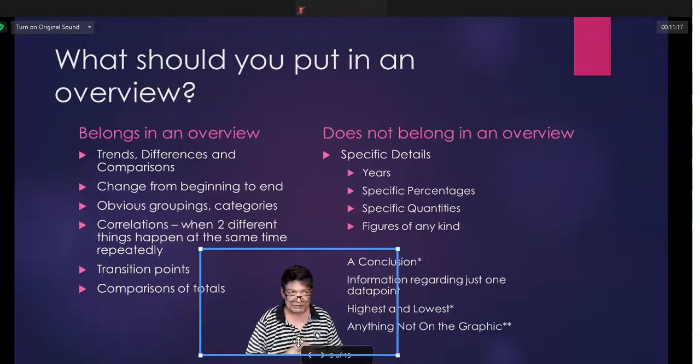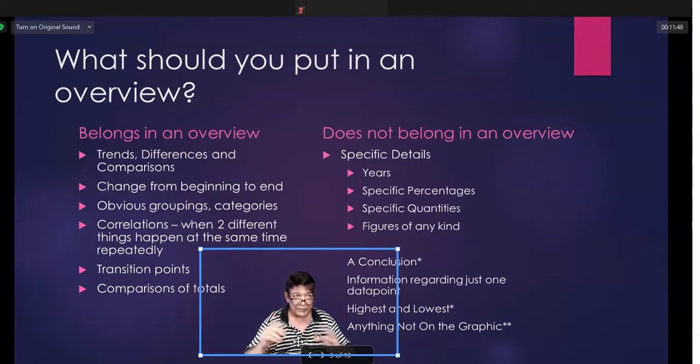However, be cautious with this, because the number one item that you want to leave out, that you don't want in your overview, are specific details. That would be things like specific years, and specific percentages or quantities, or really numbers of any kind. Those are, by definition, details. You can combine things and then report them as numbers, but that does not belong in your overview.